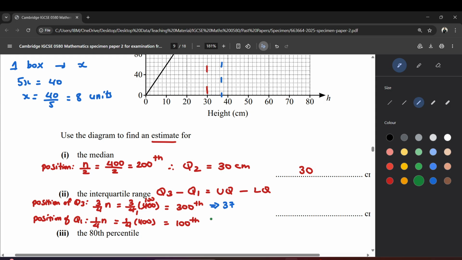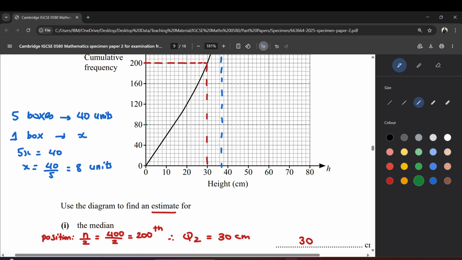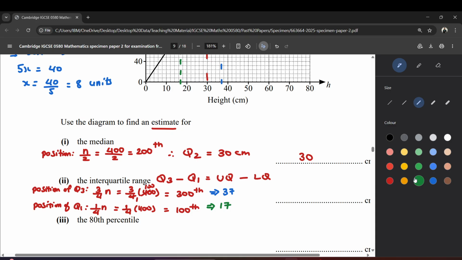All right, so let's work out the lower quartile. That will be the 100th position. So after 80 we have 88, 96, 104. So between 96 and 104, that is 100 over here. Again, this is between two values, so you have to be careful when you're reading the values off the graph. So we have 10, this is 12, 14, 16, and then again it is between 16 and 18, so that will be 17. So therefore, the interquartile range is going to be 37 minus 17, which is equal to 20 centimeters.